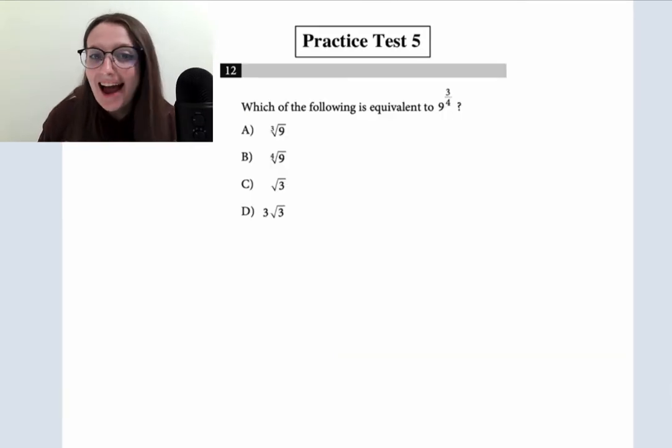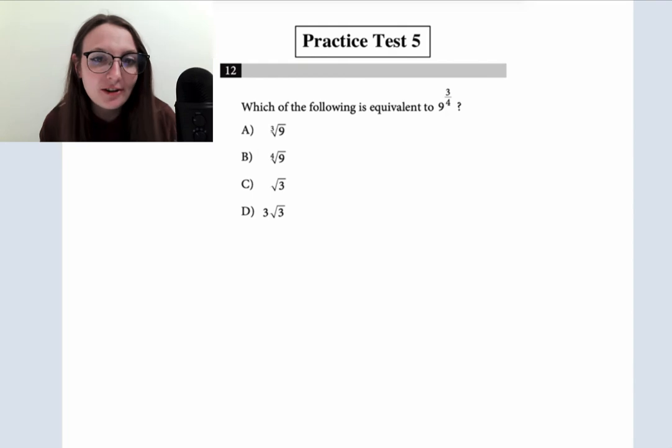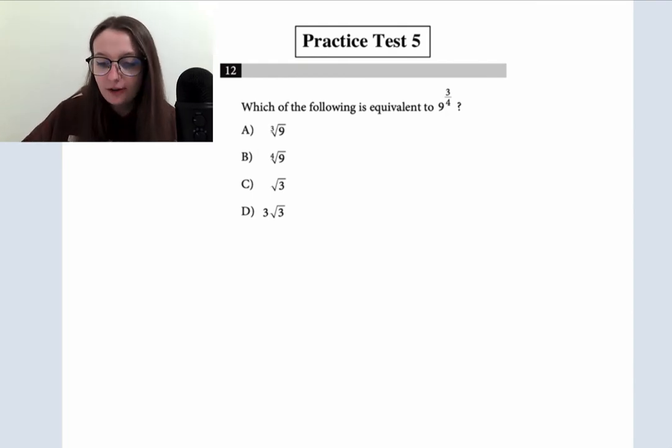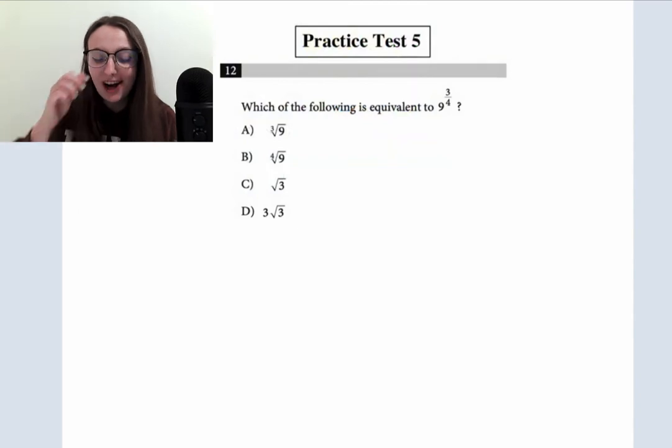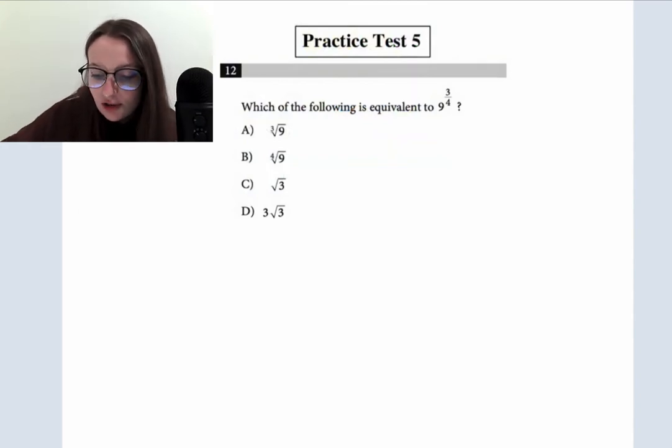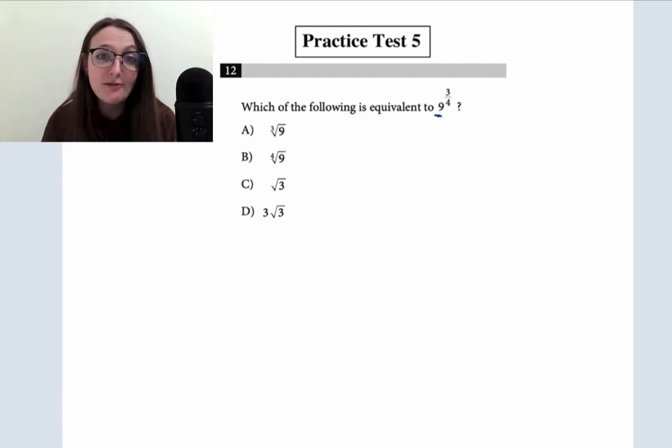Alrighty, and as promised, I saved the craziest, the most difficult exponent question for last. So let's go ahead and give this one a shot. So they want to know what's the same as 9 raised to the 3 over 4. So actually at first this looks pretty reasonable, but just wait, it's going to get bad.